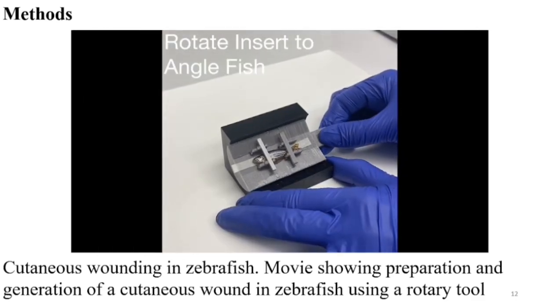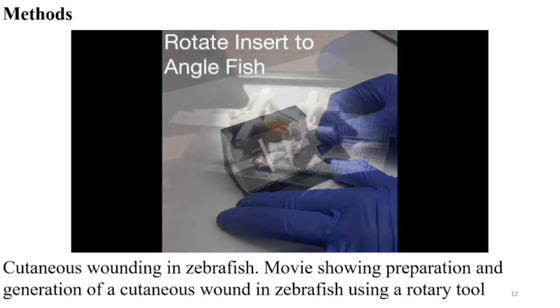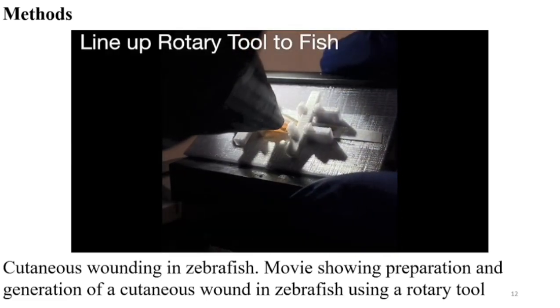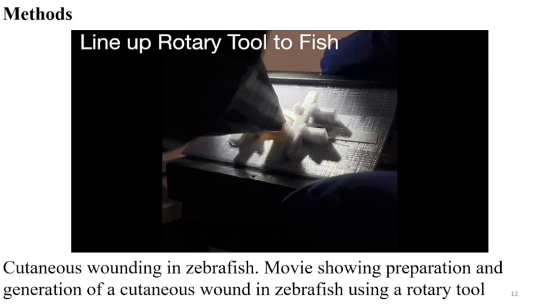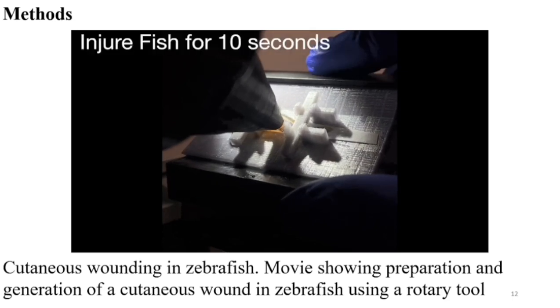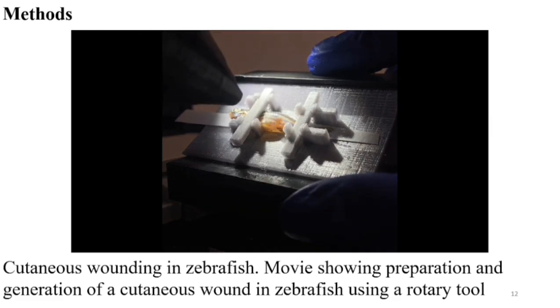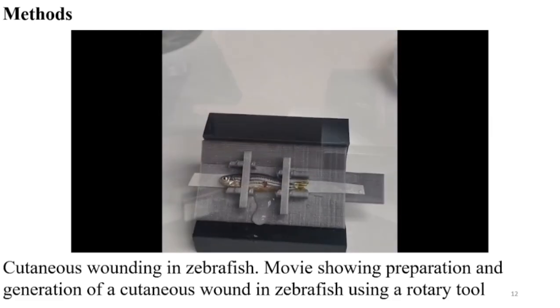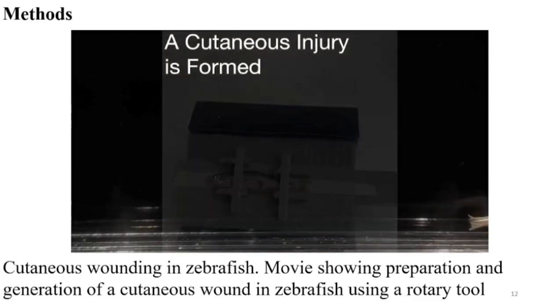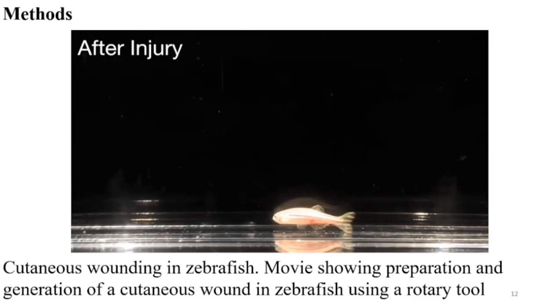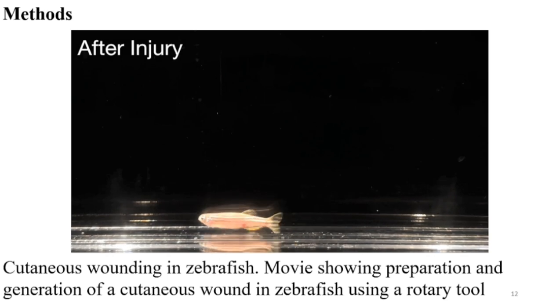And the rotating insert angles the fish, lining up the rotary tool to the side of the injury. After that, we create the injury with the rotary tool for 10 seconds. As a result, we've got the cutaneous injury like we designed, and after the injury, the fish can still swim very healthy, which means the method does not cause the death of the fish.